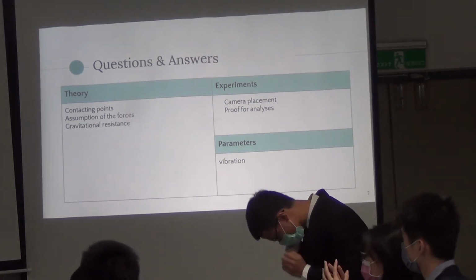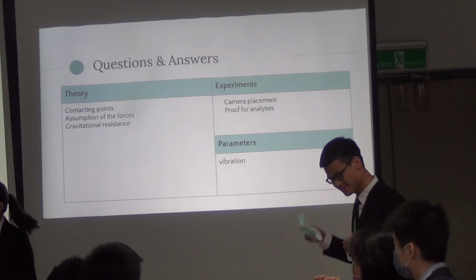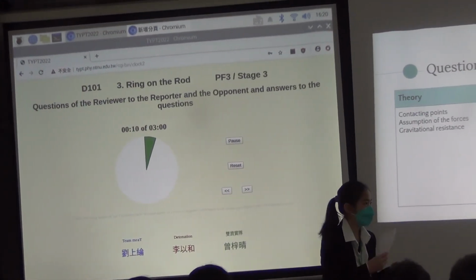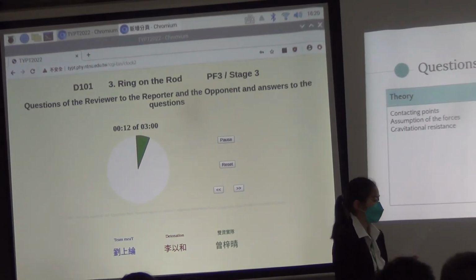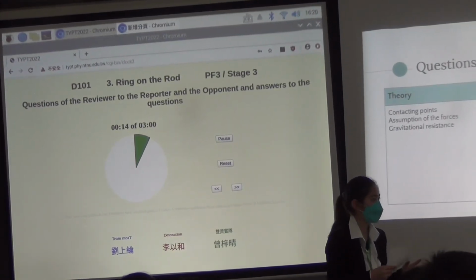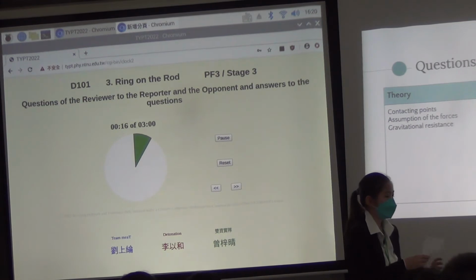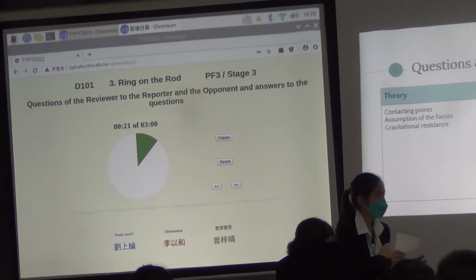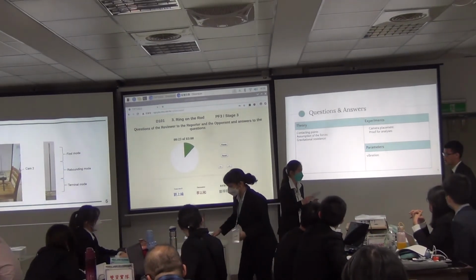Hello everyone, I'm today's reviewer, and I have some questions to ask before I comment. Then maybe I ask you first. You mentioned the contact point, and what do you think about the washer in the water? Why does it matter? Why do they have two contact points?